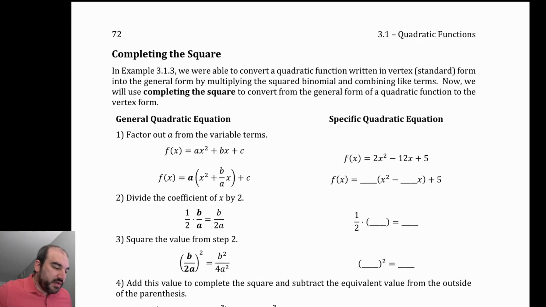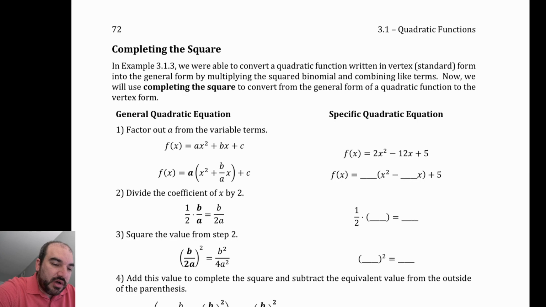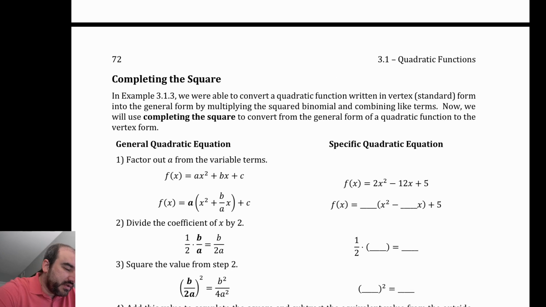Today we continue talking about 3.1. We're going to finish 3.1 and then talk about section 3.2 as well. The last part of 3.1 deals with different ways of essentially solving quadratic equations.